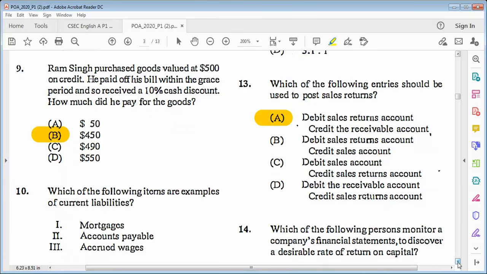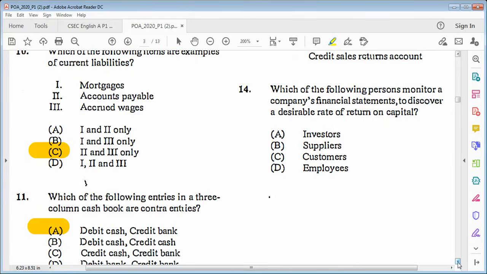Let's go on to number 14. Which of the following persons monitor a company's financial statements to discover a desirable rate of return on capital? A. Investors. B. Suppliers. C. Customers. D. Employees. We know it is our investors. So our answer is A.